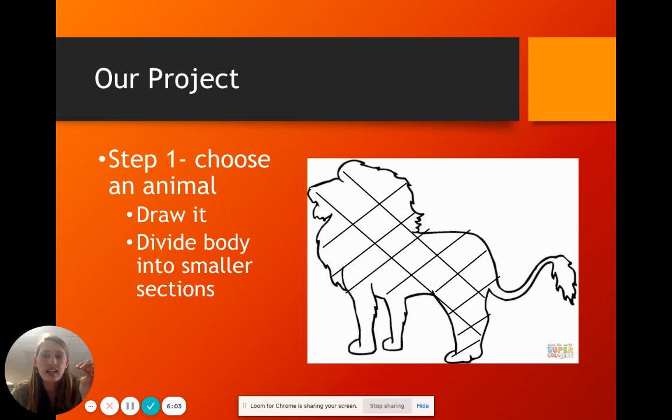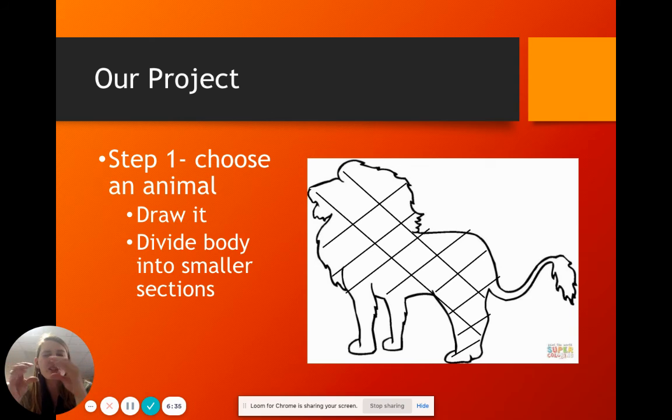Then you are dividing the body into smaller sections. Okay. And here on this slide, I have the line divided into almost like a checkerboard pattern, but it does not have to be straight lines. It does not have to be even sized spaces. I just did that because it's easiest to draw on a PowerPoint slide. But in reality, you can do wavy lines to divide your animal up. You can do some bigger spaces, some smaller spaces. All of that is fine.